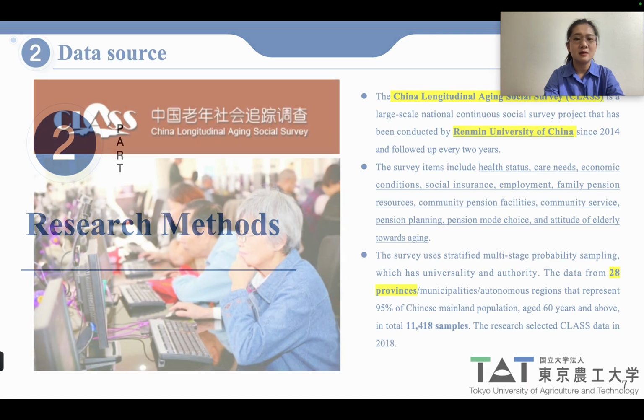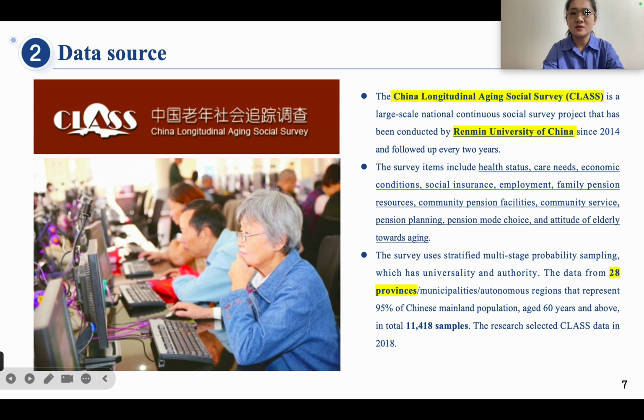Research methods. In this research, we selected data from Renmin University of China, the China Longitudinal Aging Social Survey, CLASS, a large-scale national continuous social survey project since 2014, followed up every 2 years. The survey items include health status, care needs, economic conditions, social insurance, employment, family pension resources, community pension facilities, community service, pension planning, pension mode choice, and attitude of elderly towards aging.